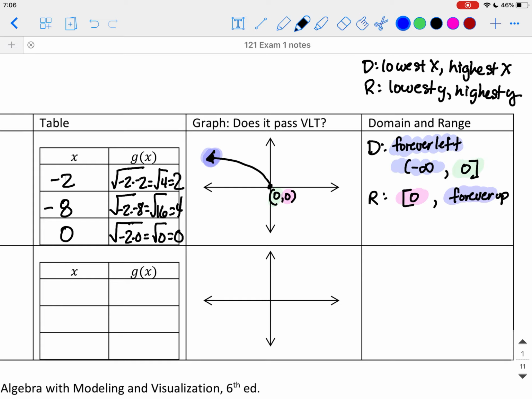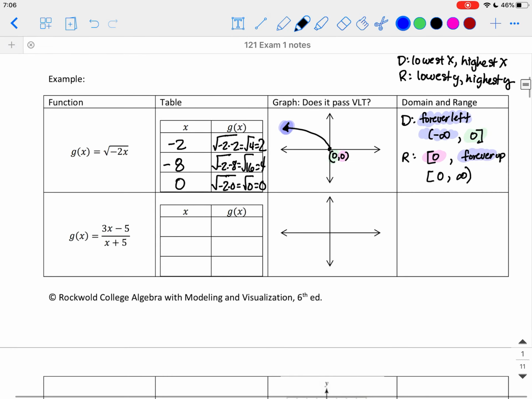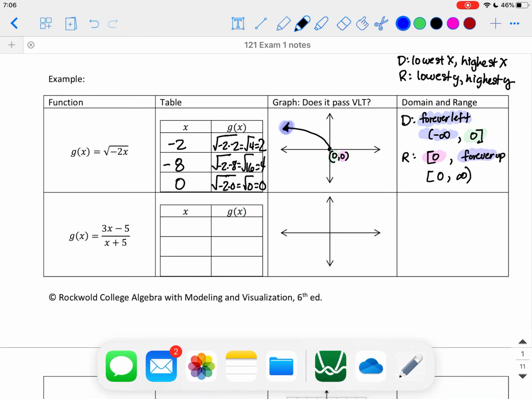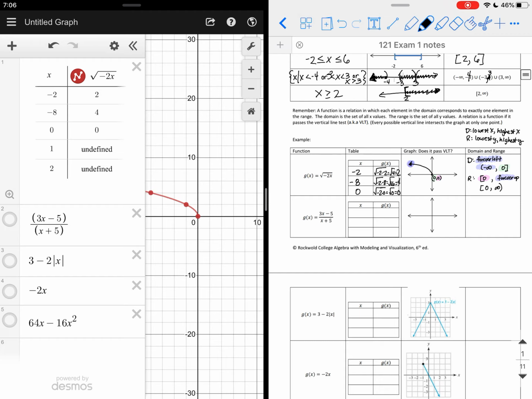And so this answer is going to be bracket 0, comma, infinity. The next one here has g of x equal to (3x minus 5) divided by (x plus 5). So in Desmos, we would graph it. And I put parentheses in it.